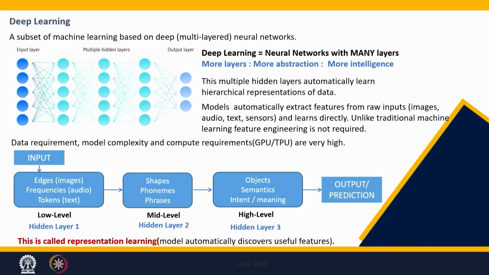Deep learning is a subset of machine learning based on deep multi-layered neural networks. We have already discussed this in the previous lecture. Over here you can see that instead of 1 or 2 layers, we have many more layers, which means that we will be able to do more abstraction, that means more intelligence, and we can extract more features. So deep learning is basically a neural network with many layers.